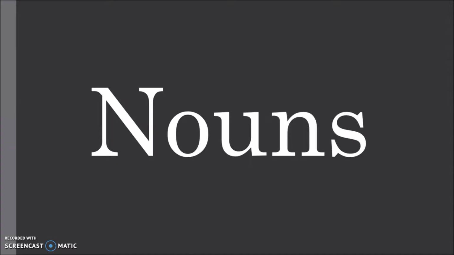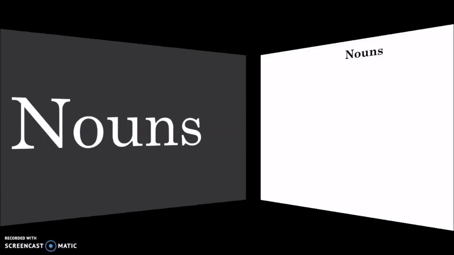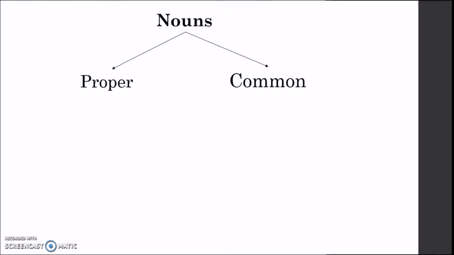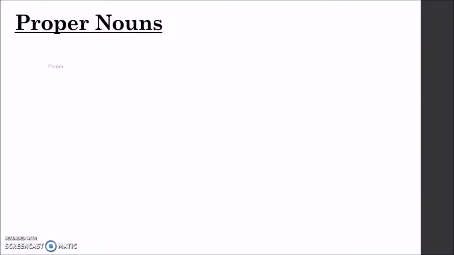Nouns are an essential part of a basic sentence. In fact, in English, there are two types of nouns: proper and common. Proper nouns are used to represent particular people, like their names, places, like countries, cities, continents, regions, stores, streets, etc.